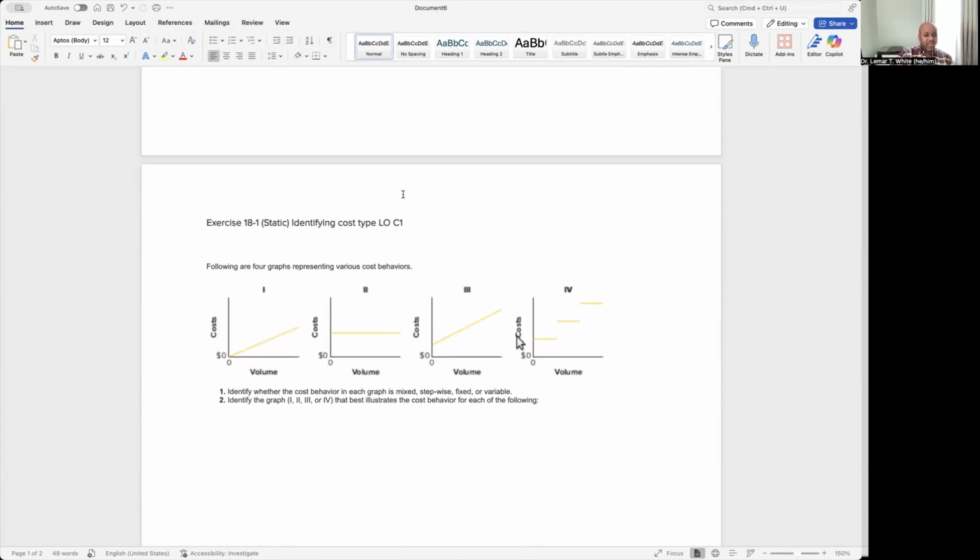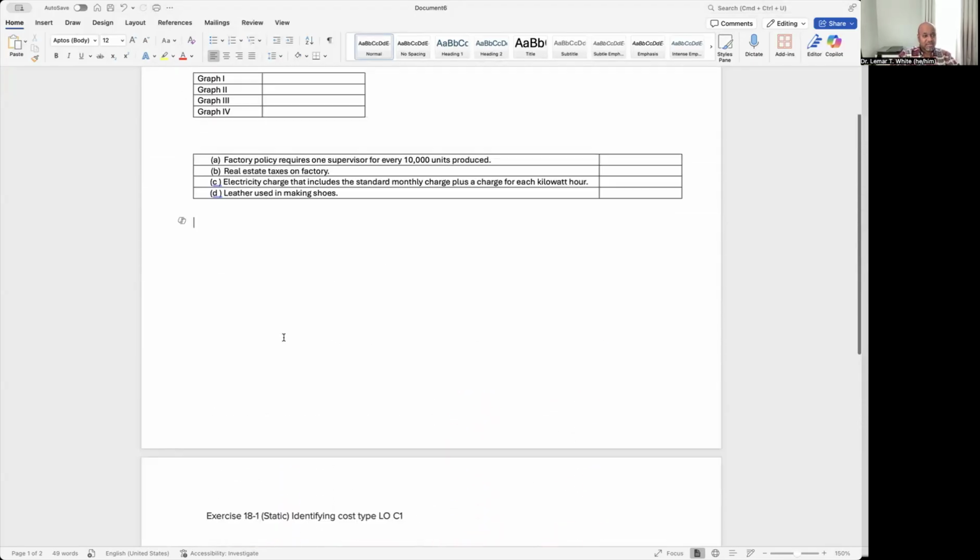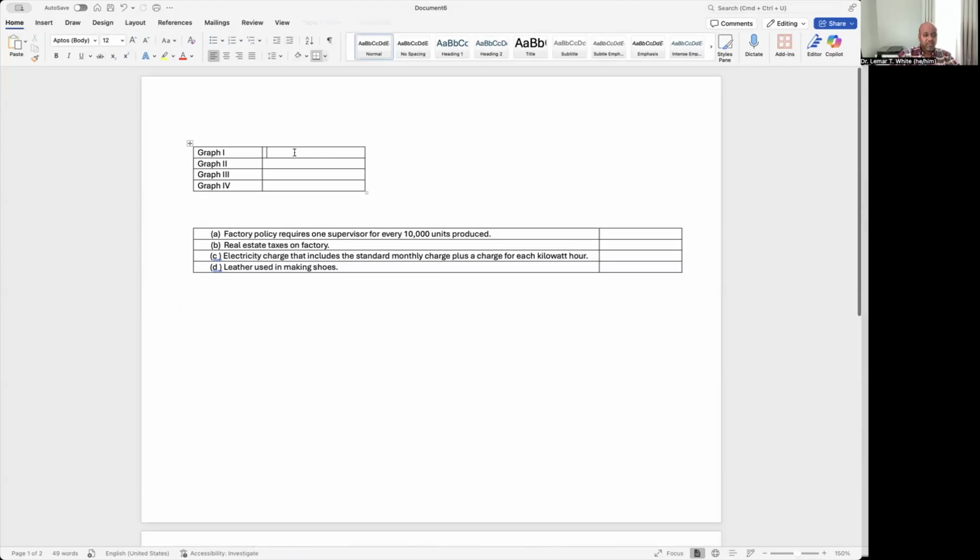It's variable because it starts at 0, and as the volume goes up, which is along your horizontal axis or your x-axis, your costs go up, which is along your y-axis or your vertical axis. So graph 1 we would call variable.